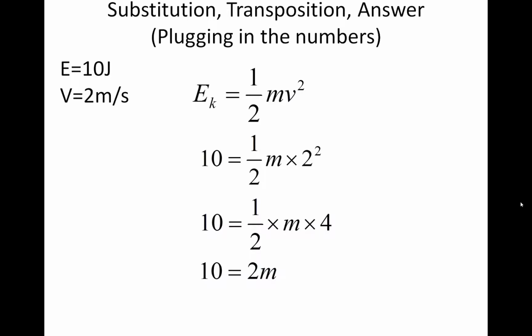Finally, transposition is where we get the m on its own. In this case, if 2m is 10, then we divide both sides by 2 to give us m, which is 5. That gives us our final mark, which is the answer.